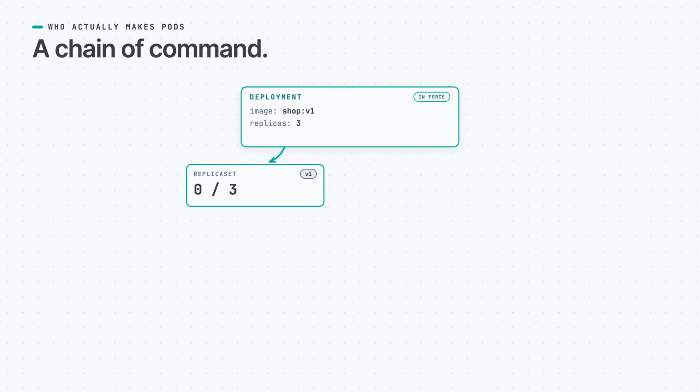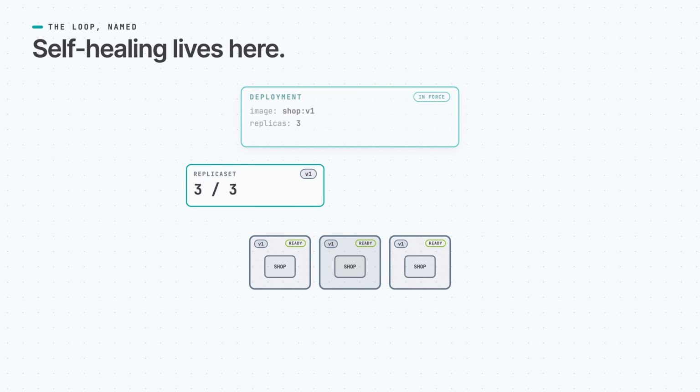And the loop from episode 2 finally has a name and an address. A pod dies. The ReplicaSet is what notices and replaces it. One honest caveat: it replaces failing pods. It cannot repair a bug in your code.